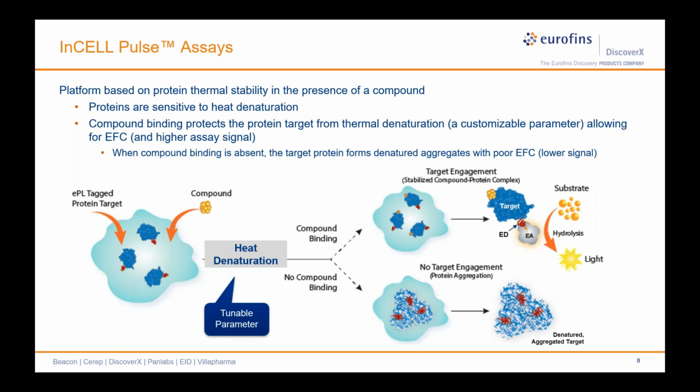On the other hand, if compound binding does not occur and protect the target protein, which could arise due to an inability of the compound to bind to the target, either due to a lack of specificity or affinity for the target, or a lack of cell permeability, the target protein is not protected against the heat denaturation step, and it will denature and aggregate and not be able to participate in EFC, and no light will be generated in that case.